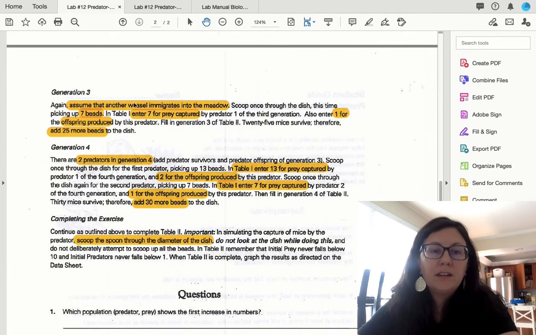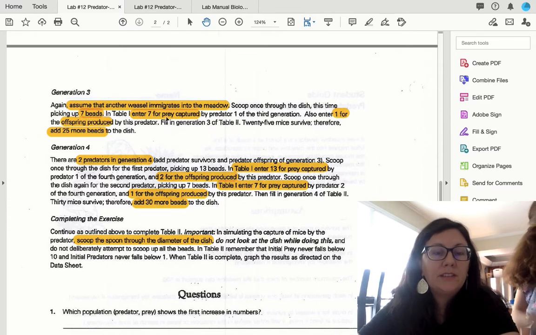So again, assume that another weasel immigrates into the meadow. Scoop once through the dish, this time picking up 7 beads. In table 1, enter 7 for prey captured. Also enter 1 for the offspring produced.